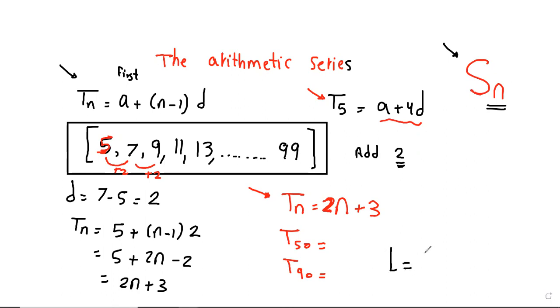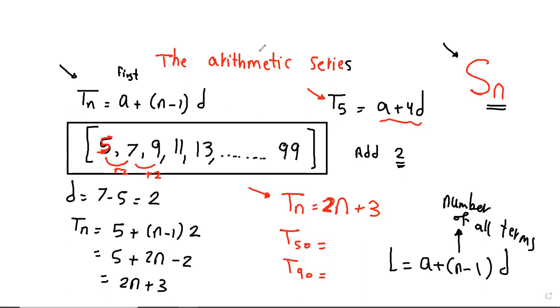L is the last term, and the last term we deal with as any term. It's A plus n minus 1 multiplied by D. But n in this case is the number of all terms. Okay? So how can we find Sn?